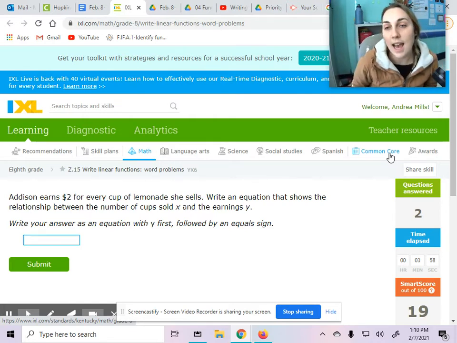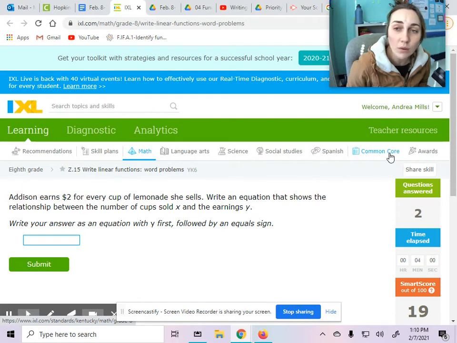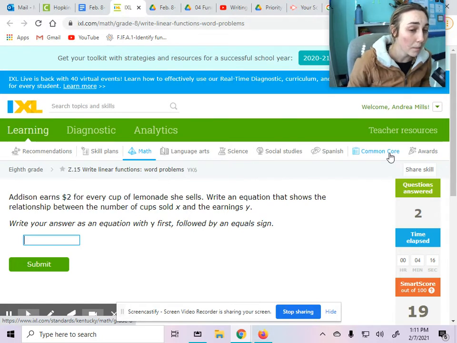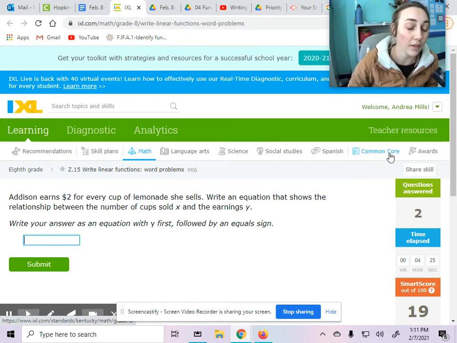So guys, Addison has not already sold an amount of lemonade when this started. She earns $2 for every cup of lemonade she sells, but it doesn't tell us that she already had sold 4 cups of lemonade, okay? So we don't have a starting point. The starting point here is 0 because she hasn't sold any lemonade yet. But we do have a slope here, and our slope here is $2 per cup. That's our rate of change, $2 per cup of lemonade she sells.